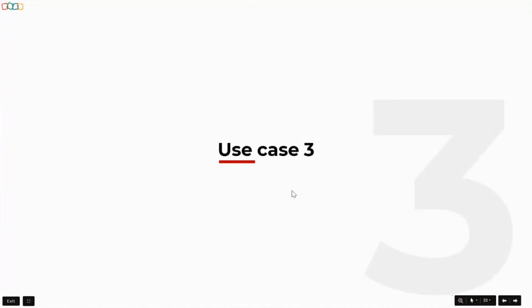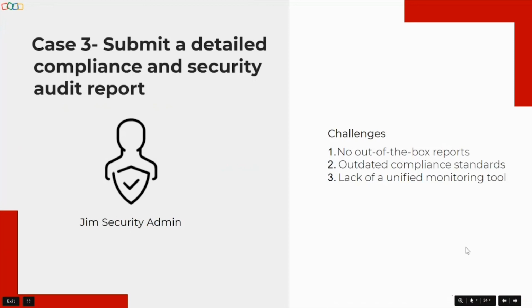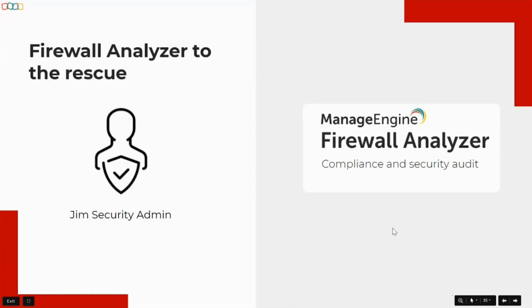So moving on to the next use case that Jim is assigned with. Jim's company needs to be compliant with multiple security standards, but they are failing with a lot of them. This has affected them so much that they have started losing customers as their compliance is not up to date. Jim has been assigned a task to submit a detailed compliance report and a security audit report. Let's look at how Firewall Analyzer helps Jim to solve this issue.